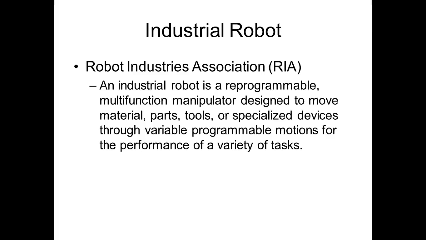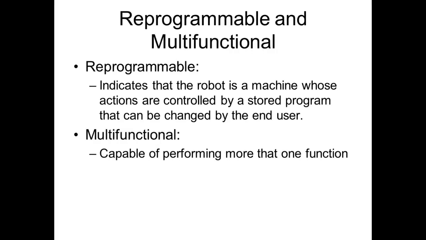Move stuff around. Gotta be able to move stuff around, right? To understand there, of course, a variety of parts and devices. Now, RIA has gone into this: programmable means the robot is a machine whose actions are controlled by a stored program that can be changed by the end user. Everybody understand that?